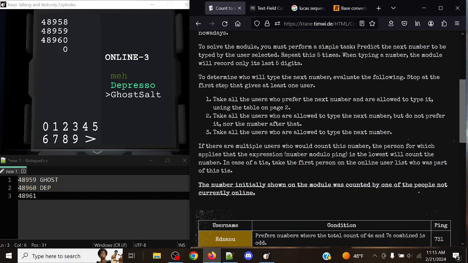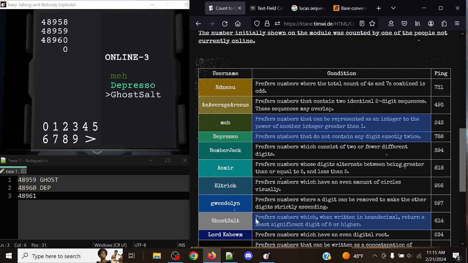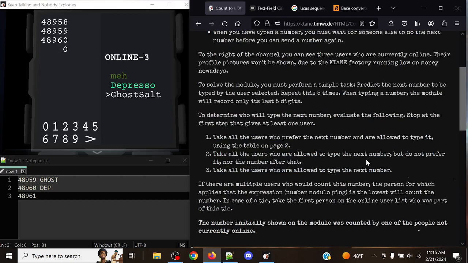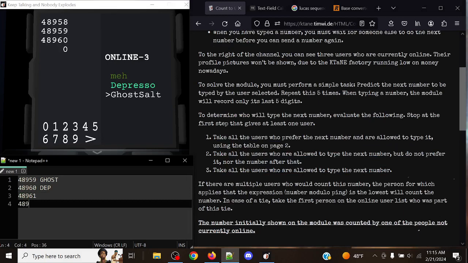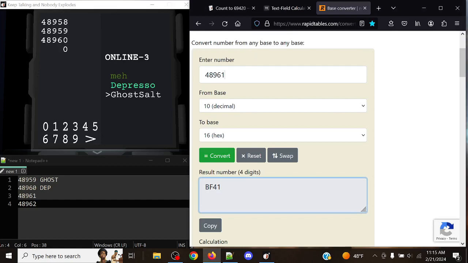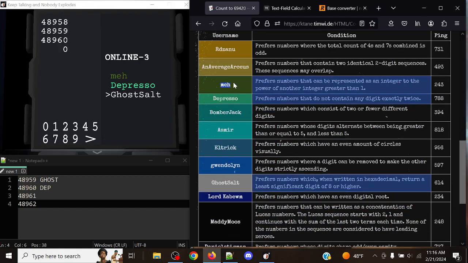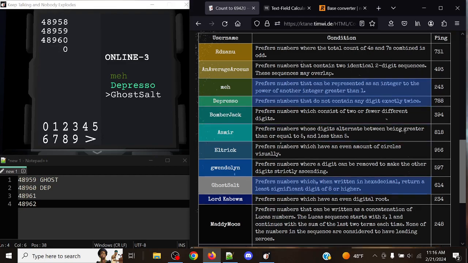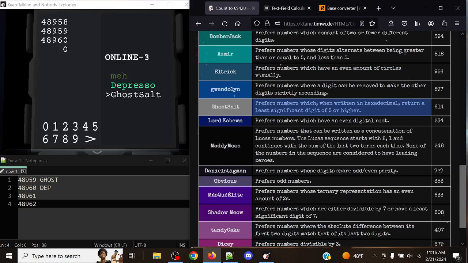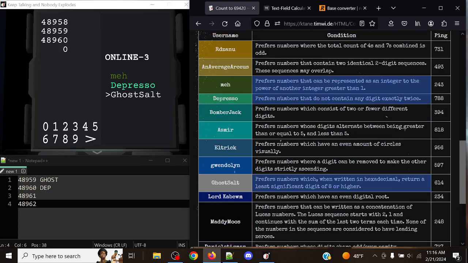So now what we need to do is take a look at the second rule. Take all users who are allowed to type the next number, in this case between meh and Ghost Salt, and they do not prefer this number nor the next number, 48962. So let's get rid of Blue Casino, so we don't do that anymore. So therefore, we have 62. We know for a fact that this is not going to apply for a while, and there's not a shot in hell that actually happens. So therefore, both of these will not be applying for the next two numbers. So yes, we're going to consider this case, and now we're going to do the modulo stuff. Now this might be where meh actually comes into play here.